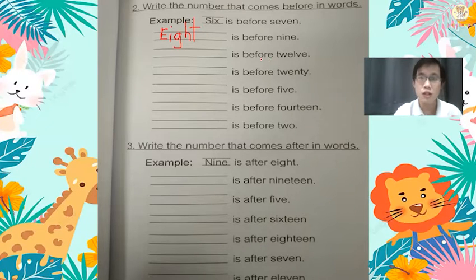Okay, next question. What number is before 12? 11, right? Everybody, 11. E-L-E-V-E-N, 11, is before 12. 11, there are two ones close together, right? And 12, 1 and 2 close together is called 12.